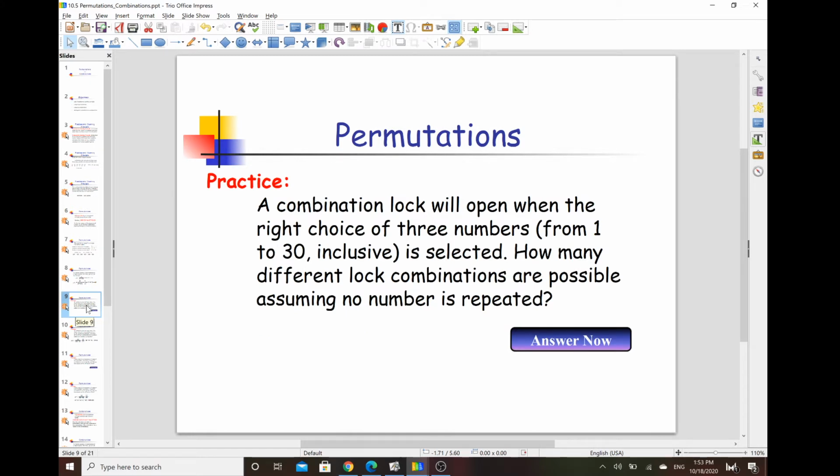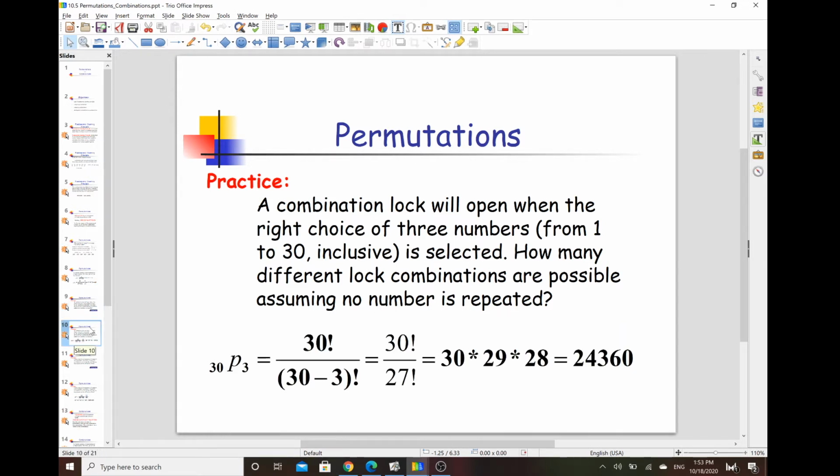So here's one of the practice problems. A combination lock will open when the right choice of 3 numbers from 1 to 30 inclusive is selected. How many different lock combinations are possible, assuming no number is repeated? So you want to find out what that is. This would be 30 times 29 times 28, or this could be considered 30 pick 3. So 30 factorial over the quantity 30 minus 3 factorial, so 30 factorial over 27 factorial.